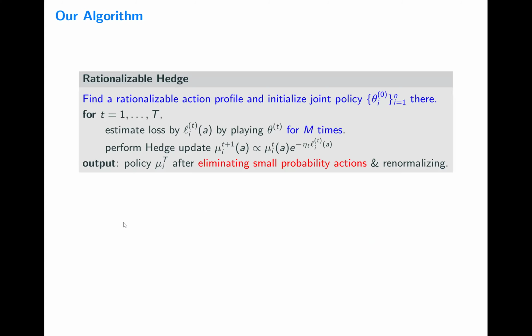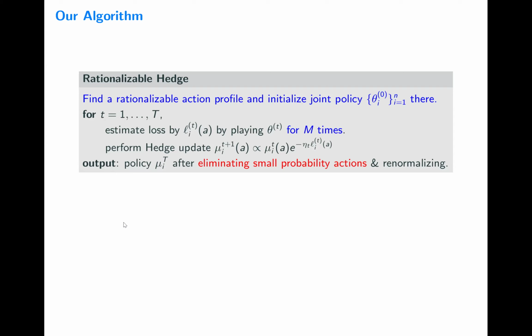But it turns out we will have an algorithm which is able to find a rationalizable equilibrium in polynomial time. I will just introduce the algorithm, and then we can talk about the reason behind it. The algorithm is quite simple. If you still remember, the basic algorithm is the Hedge algorithm. In this step we perform the Hedge update, which is an exponential update, where we weight the probability according to the loss in an exponential way. All we did is make some modifications to the original Hedge algorithm.